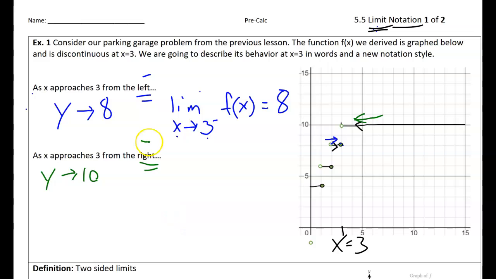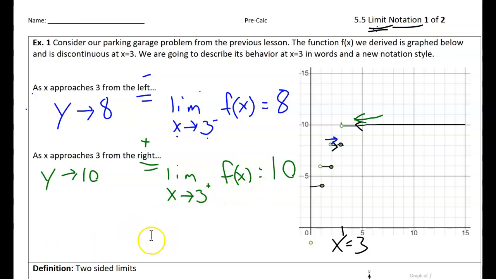Now, from the right is the positive direction. So I'm going to say the same thing. The limit as x approaches 3 from the right of f of x is equal to 10. So that is limit notation. That's how we describe this function. And that gives us a way to write down quickly which value the function approaches and from which direction.